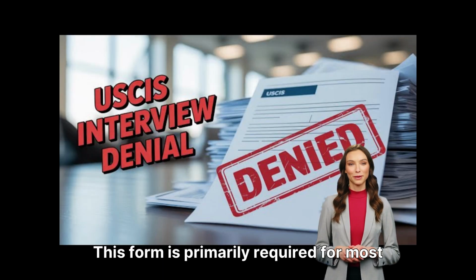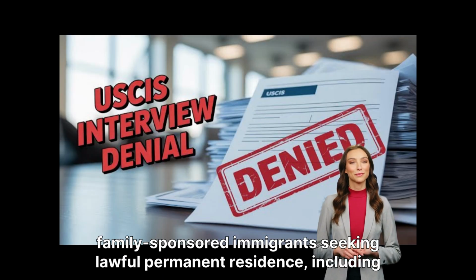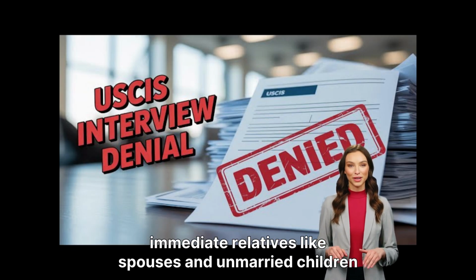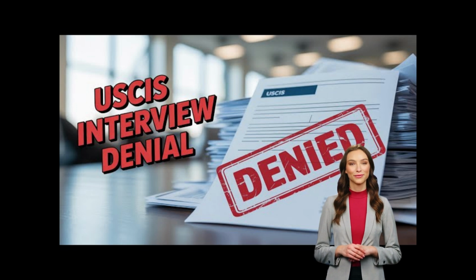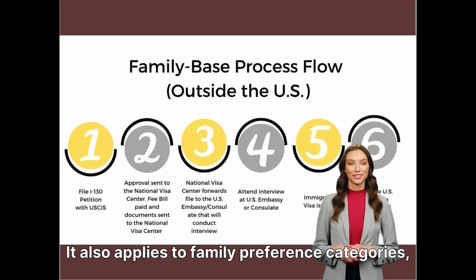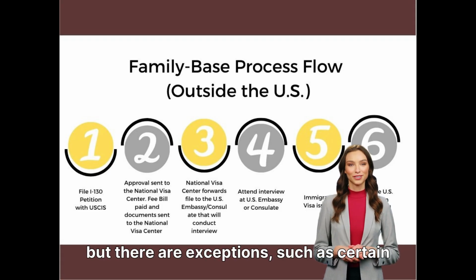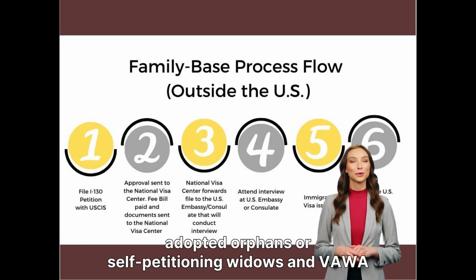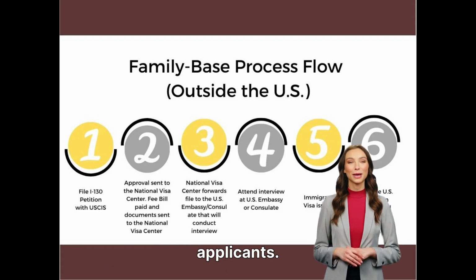This form is primarily required for most family-sponsored immigrants seeking lawful permanent residence, including immediate relatives like spouses and unmarried children under 21. It also applies to family preference categories, but there are exceptions, such as certain adopted orphans or self-petitioning widows and VAWA applicants.